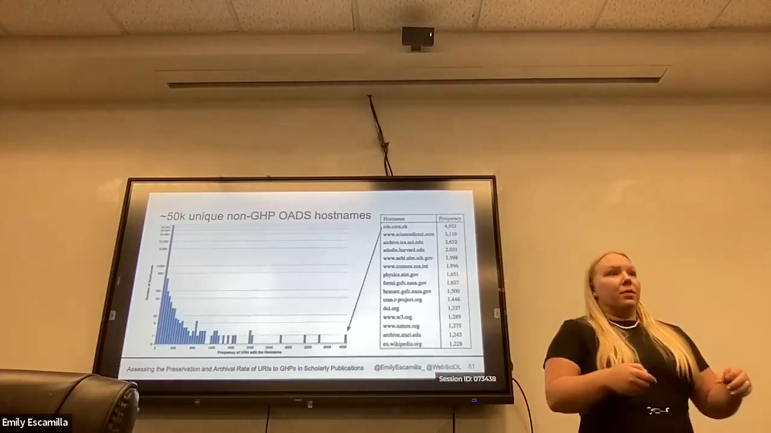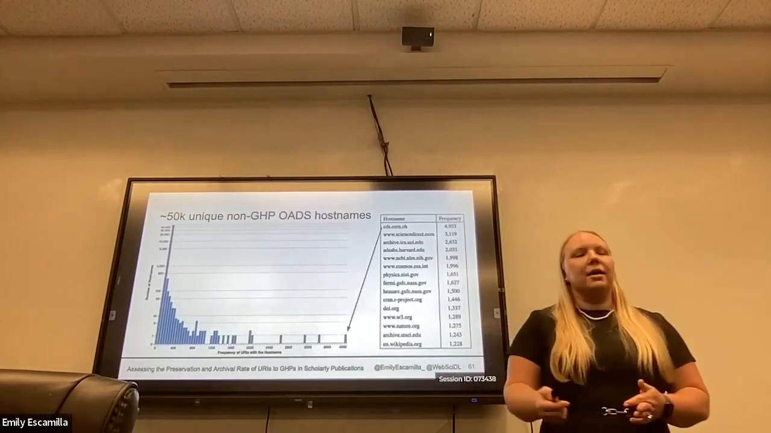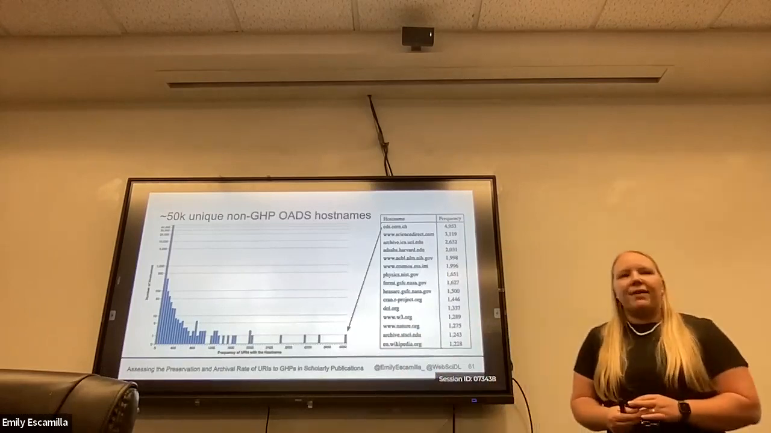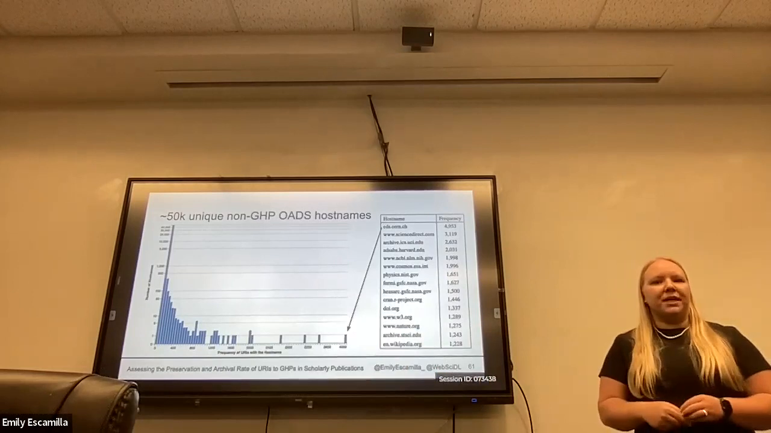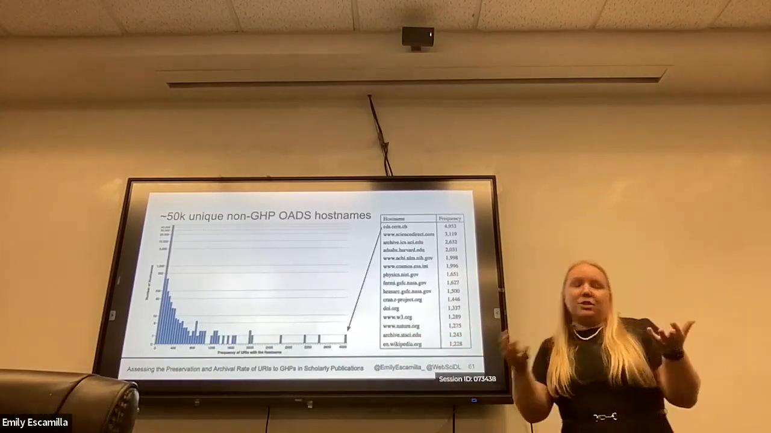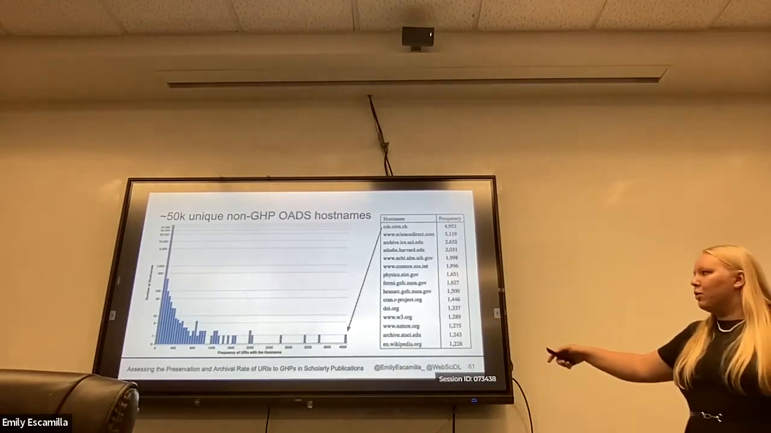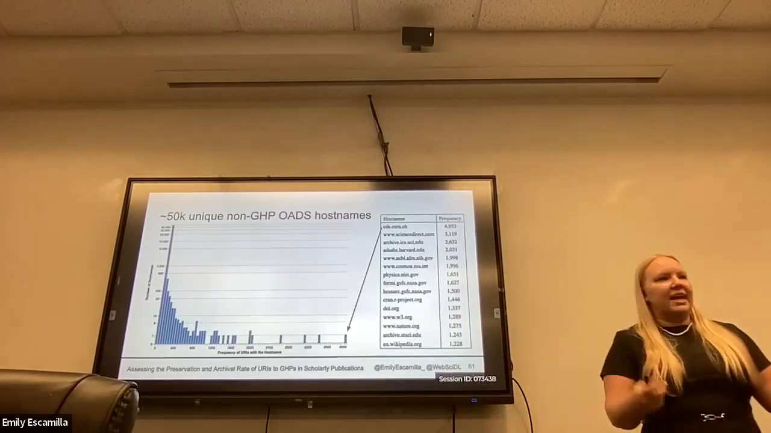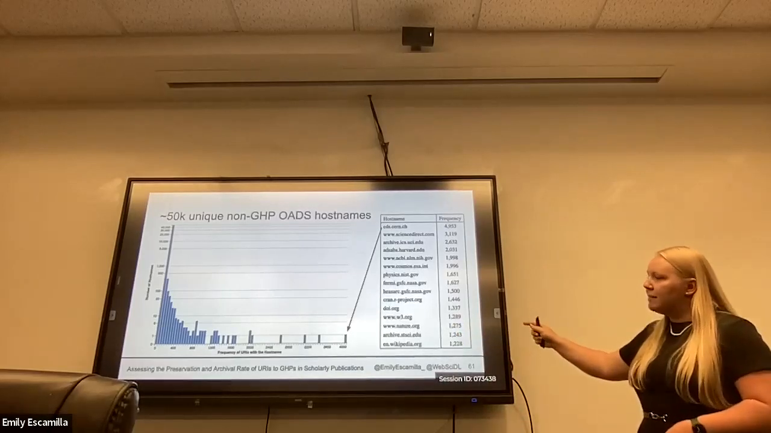So then we saw that there obviously were a lot of non-GHP OADS URIs, but where are they coming from? Are they all coming from the same place? So that's what we looked at here. We found that there were about 50,000 unique host names for these non-GHP OADS URIs, and that host name is just boiling down the long URI into essentially a shortened version. So we see a list of those host names in the table on the right. Like DOI.org or W3.org is the host name. And these are the top 15 most prevalent host names that we found.